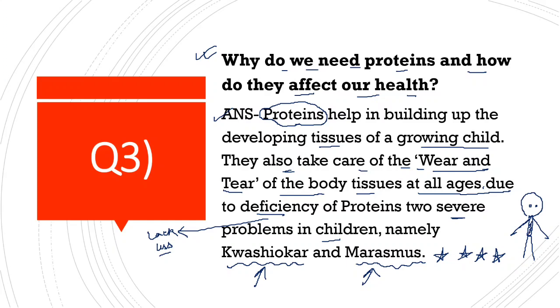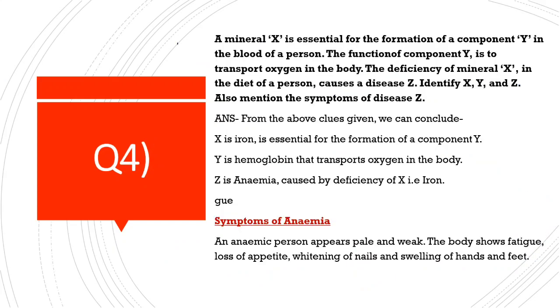Okay, so that's why protein is very necessary in our body. Okay, next question is, a mineral, suppose X, is essential for the formation of a component Y. Okay, there are two variables given, one is X, another is Y. Okay, in the blood of a person, where it is present in the blood of a person.